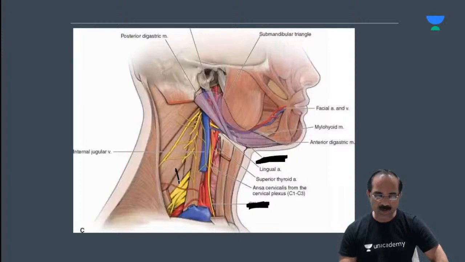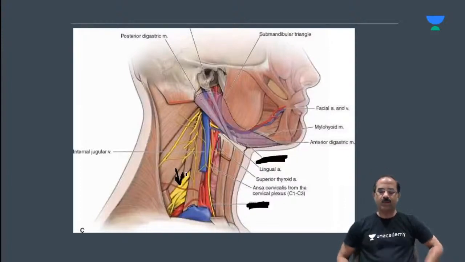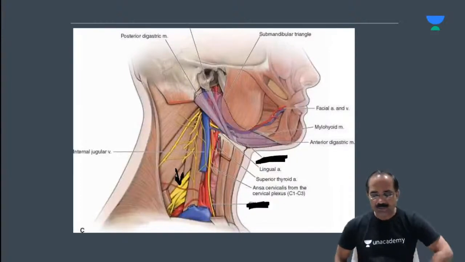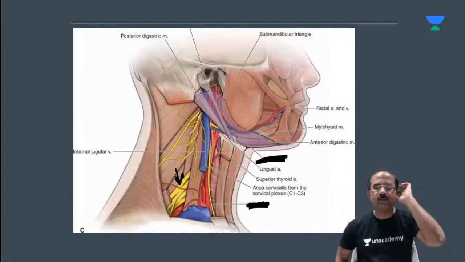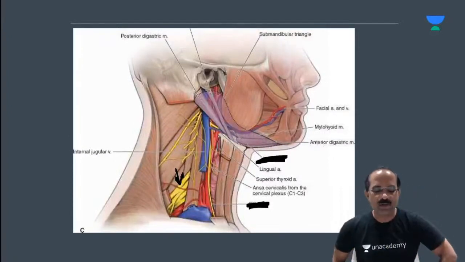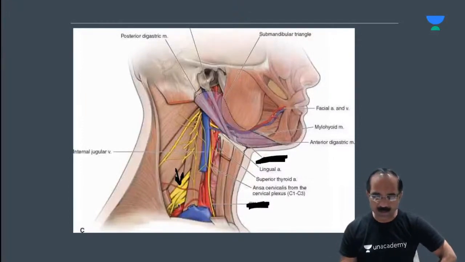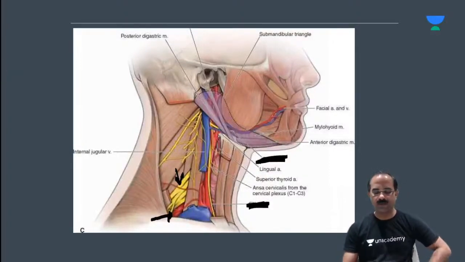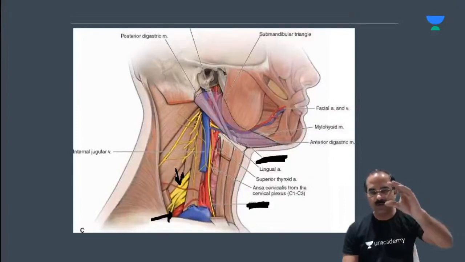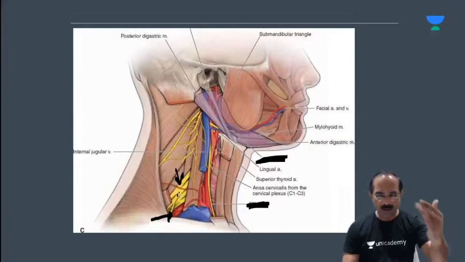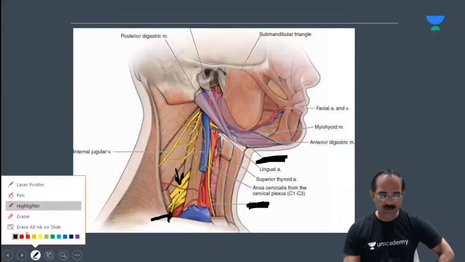What is this bunch of nerves? Ye kaun hai? This group of nerves that you're seeing, what are those? This is the brachial plexus. Brachial plexus ke saath ek artery hoga. What is this artery going to be? The subclavian artery. So the brachial plexus and subclavian artery, they go together. Agar ye brachial plexus hai, ye subclavian artery hai.